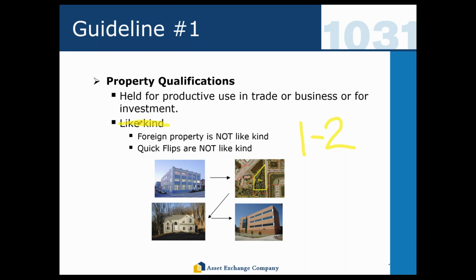People hear the term like kind and they think that it means you have to sell one type of property and then purchase the exact same type of property. So if you have a single family residence, you have to purchase a single family residence. Not the case. You can sell an office building and purchase a piece of land. You can sell a piece of land, purchase a single family residence, or even sell a single family residence and purchase an office building. The type of real estate does not matter so long as it is in fact real property and that it is used for business or investment purposes.